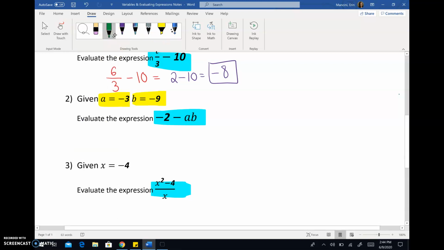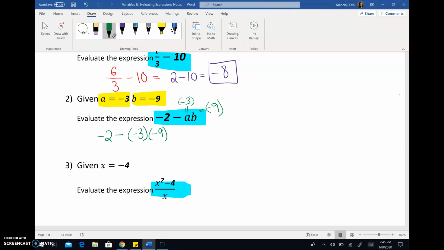Okay, I'm going to first say that, okay, I know a is equal to -3. I know b is equal to -9. So right now those variables are placeholders, but since I'm telling you what they are, you can substitute them in. So I'm going to put this in parentheses because they have a negative sign. It's just easier to look at. So a is now replaced with -3, and b is now replaced with -9.